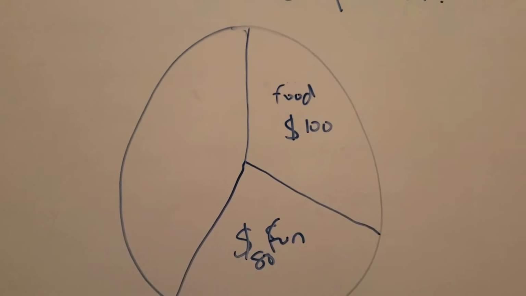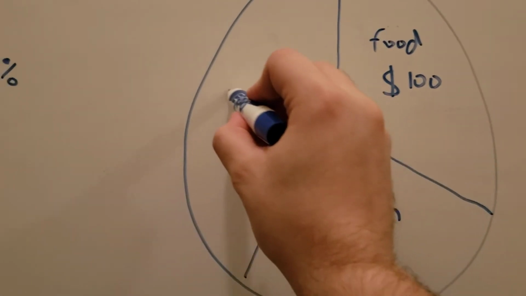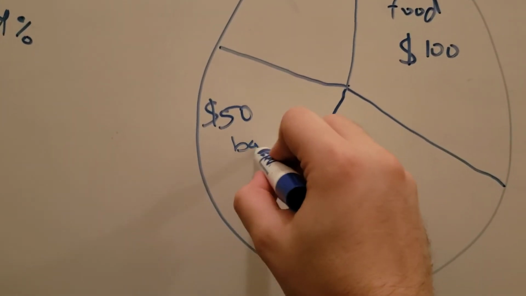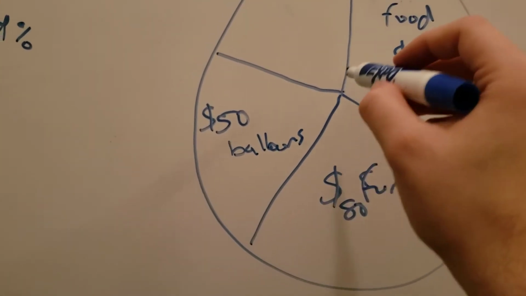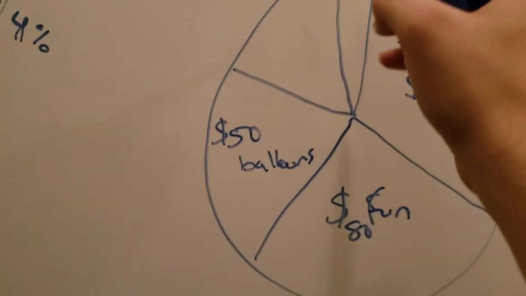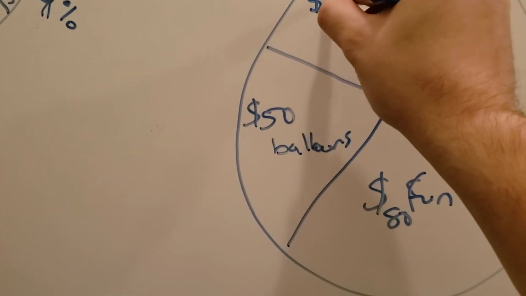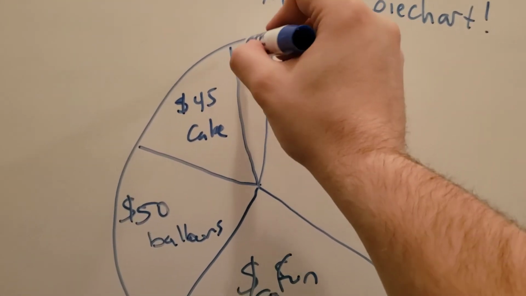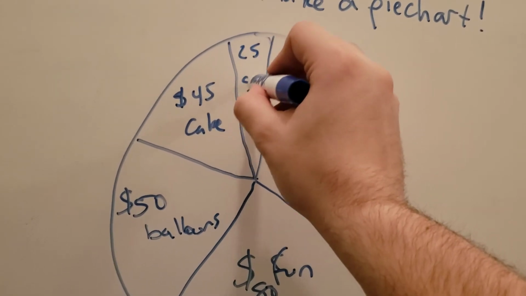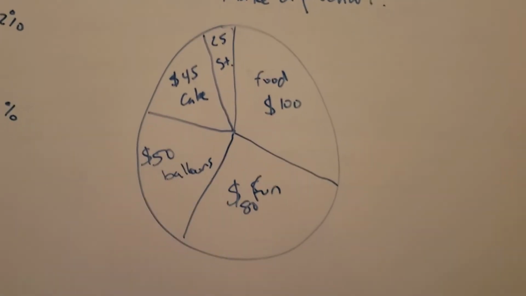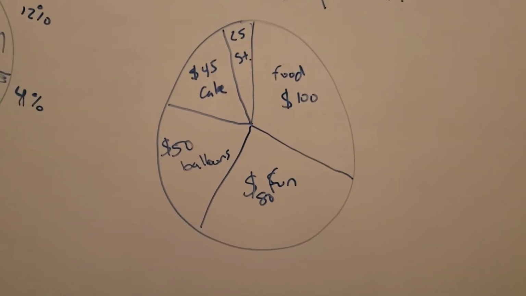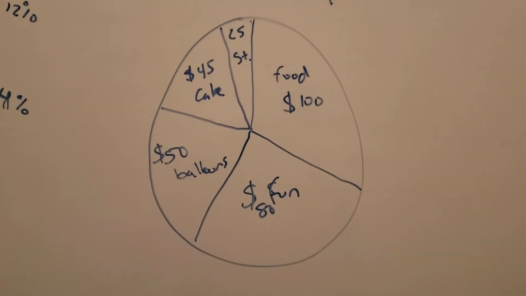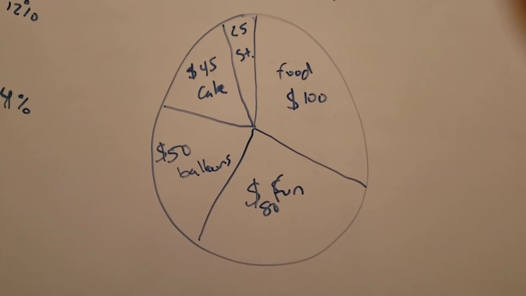Awesome. And then the next one is $50. So we'll do it like that. And that one was for balloons. And then cake is almost as big. So we get $45 there for cake. There it is. And then this last one is the $25 for streamers. Okay, and so now you've got a decent pie chart showing the general breakdown of this budget. And you can see what's the biggest chunk and learn a few things from that.